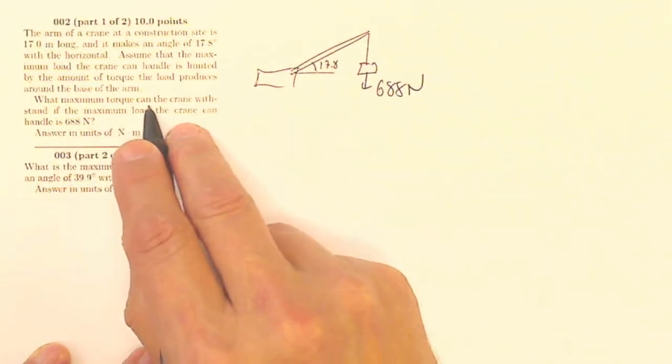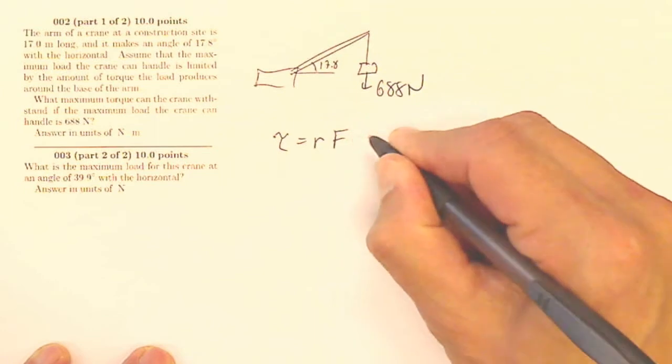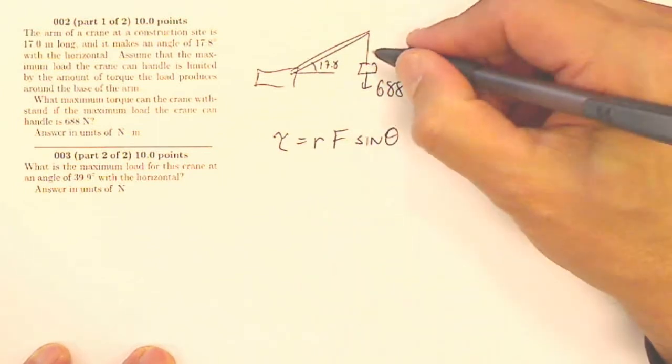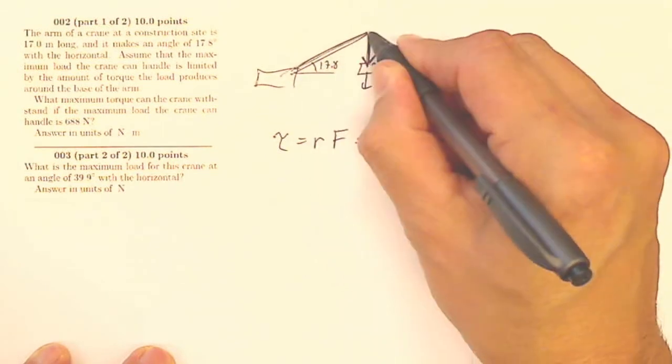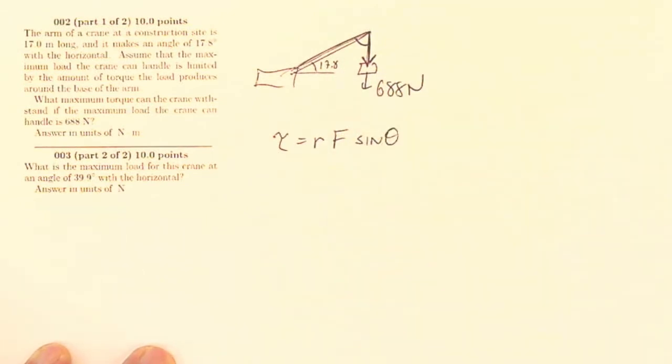Now, if I want the torque, then that is going to be the radius times the force times the sine of the angle. But this angle is between the radius and the force. I've got a force this way, and I've got a radius that's going to be this arm this way. So what I'm interested in is this angle, not that angle.